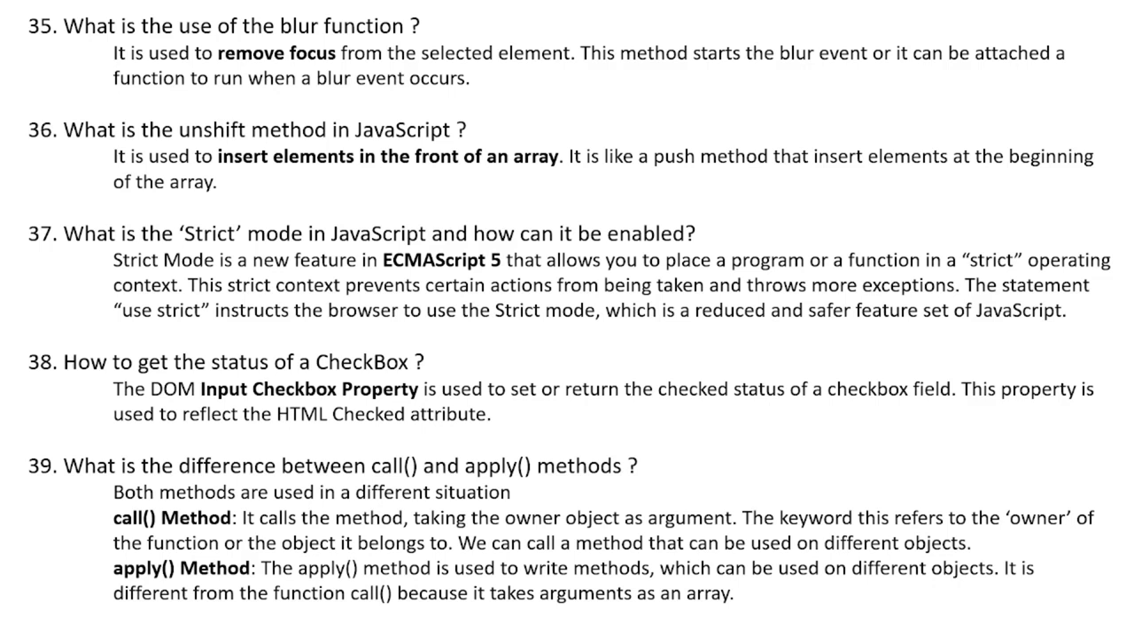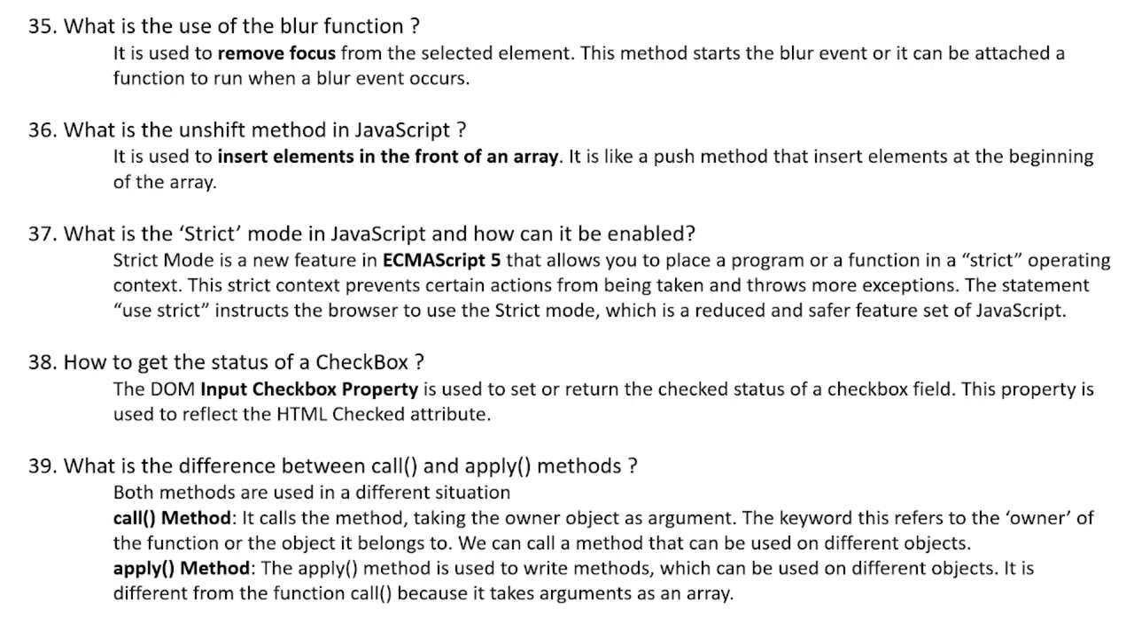Question 38. How to get the status of a checkbox? Answer. The DOM input checkbox checked property is used to set or return the checked status of a checkbox field. This property is used to reflect the HTML checked attribute.